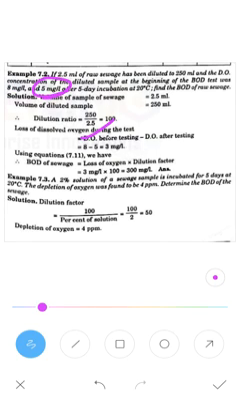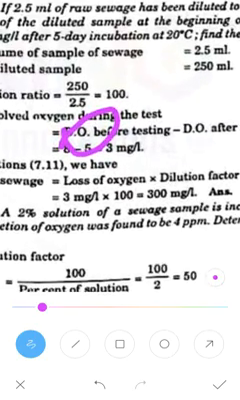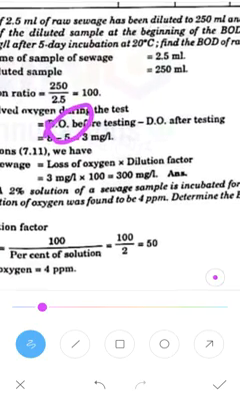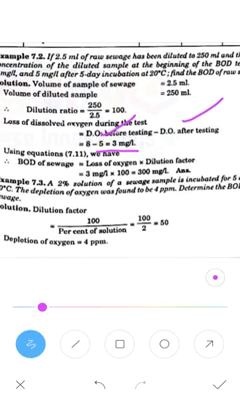Later it was found to be 5. After testing, it is 5 mg per liter. So the dissolved oxygen after testing is 5, as mentioned here. So the loss is 3 mg per liter. Now we have determined the dilution ratio, and we have also determined the loss of the dissolved oxygen during the test.